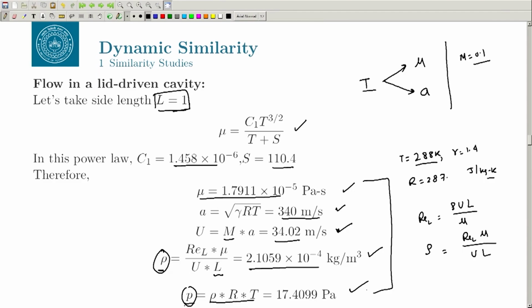Okay. So, with that we will conclude the talk today. We will meet in the next lecture, where we will non-dimensionalize the governing equations.